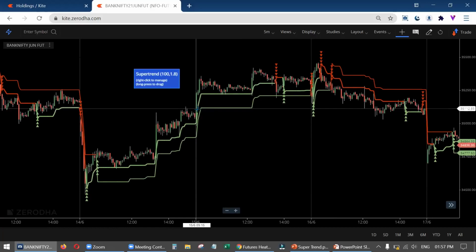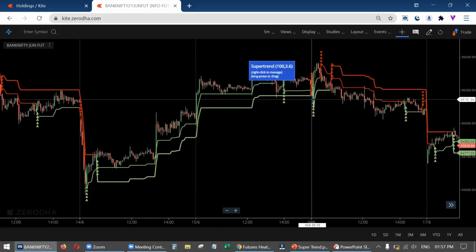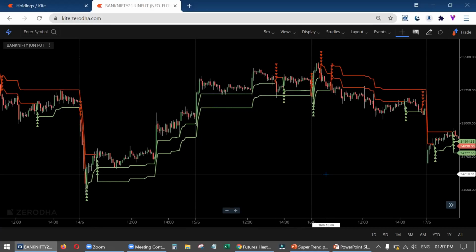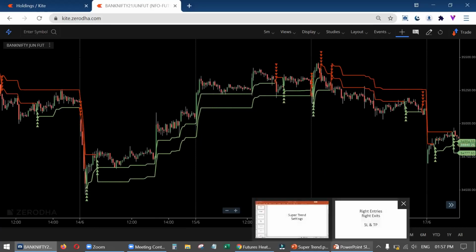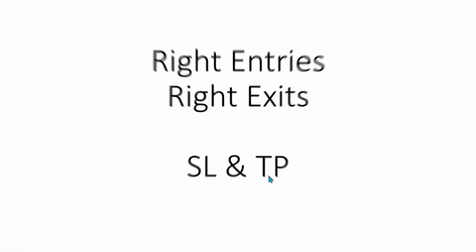So that is the reason I would say that instead of defining your take profit with some percentage, always go with the flow in the super trend. Until you see both lines turning red, you can keep riding the wave. That will give you the maximum profit of the trend. So that's how you can use the stop losses and take profit in the super trend.